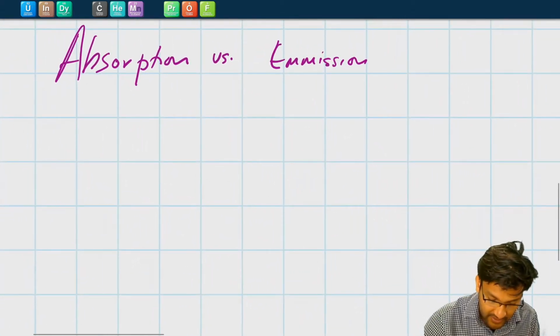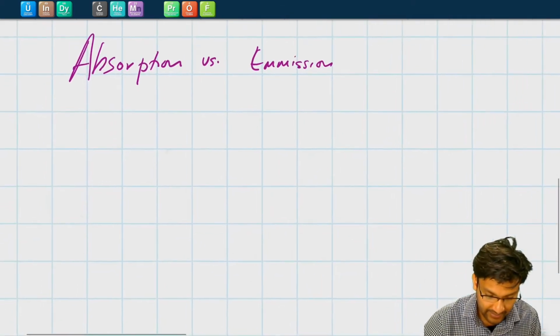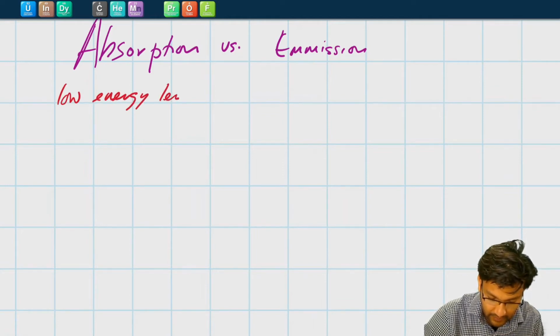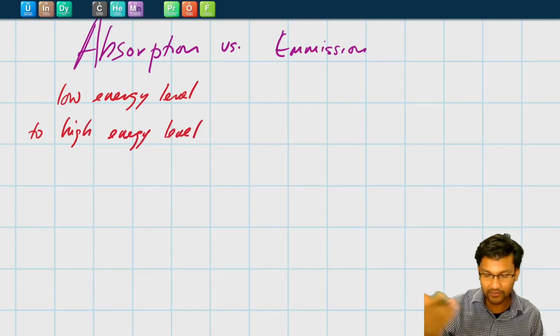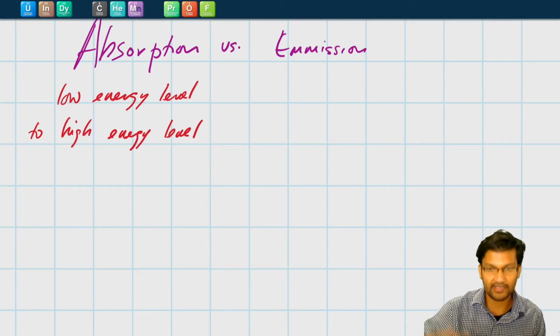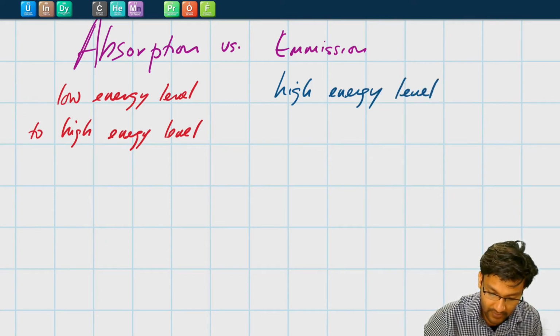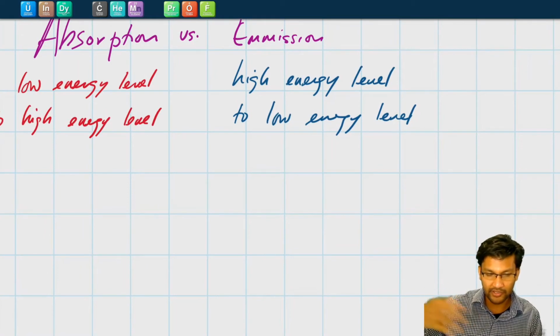So absorption just means that light was absorbed by the atom. Emission just means that light was emitted from the atom. So in absorption, you go from a low energy level to a high energy level because the light that you observe converts to energy. That energy excites the electron from a low n value to a high n value. On the other hand, for emission, you go from a high energy level to a low energy level, and the energy difference that you lose is emitted as a wavelength of light.